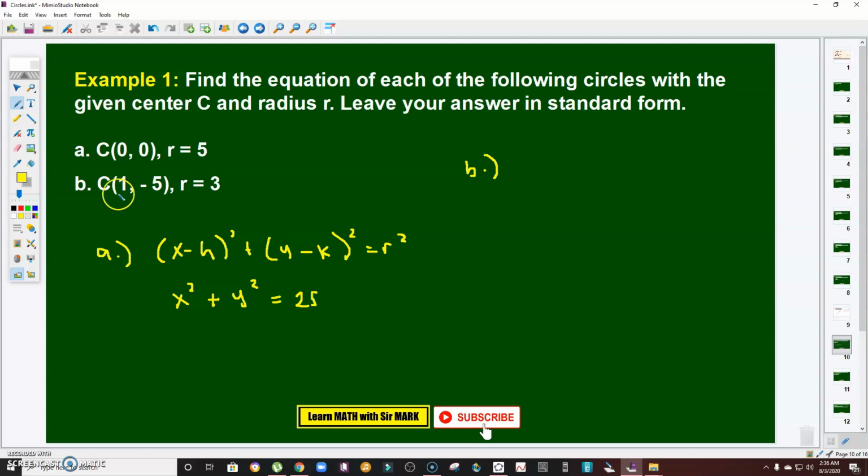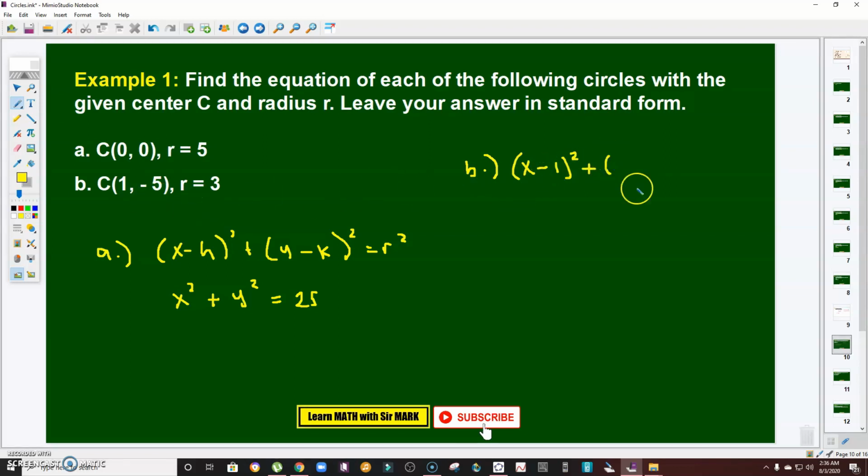Okay, it's located at (1, -5). So therefore, all you have to do, okay, so this is your h, k. All you have to do is to reverse the sign. See that? That will be (x minus 1) to be squared. Can you follow? Okay, I hope so.